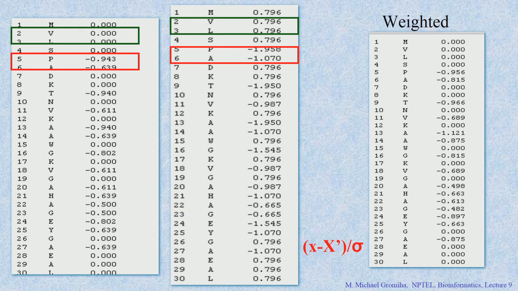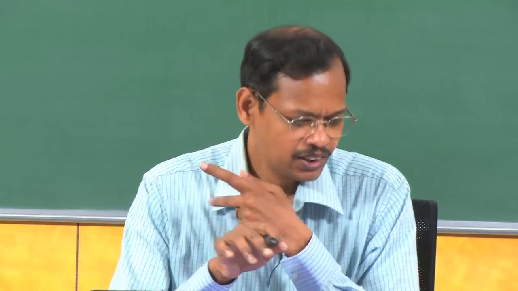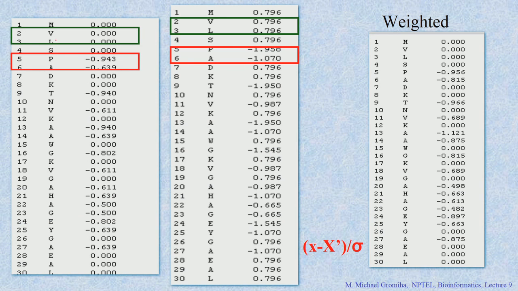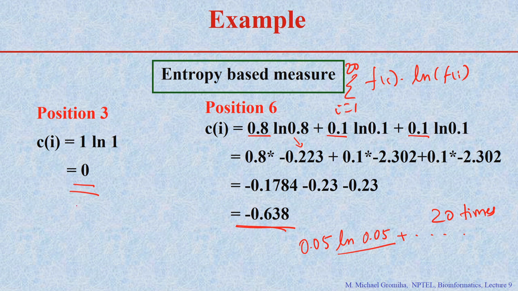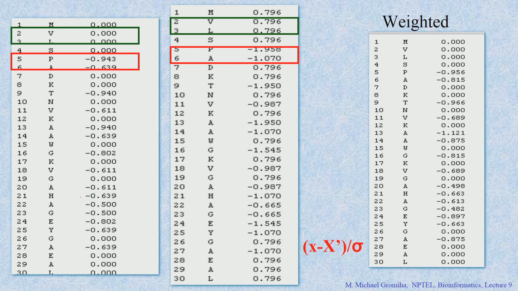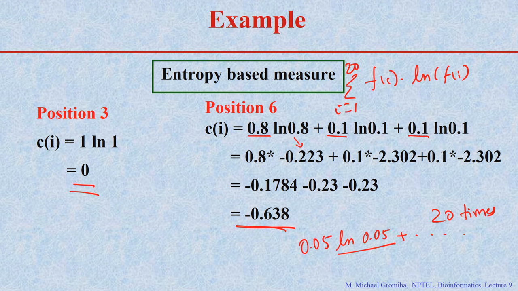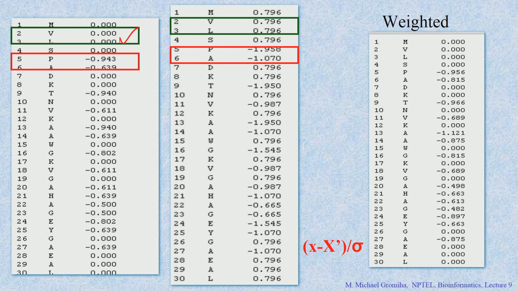If you go with the positional conservation, these are the different amino acid residues. We discussed a few positions. Remember which positions we discussed? Position 3 is the value of leucine, and we get 0 here. So, it matches with the number. You can see 3 is equal to 0. Then we checked position number 6, that is alanine. For position number 6 we checked the values, we got minus 0.638, and in this program we get minus 0.639.